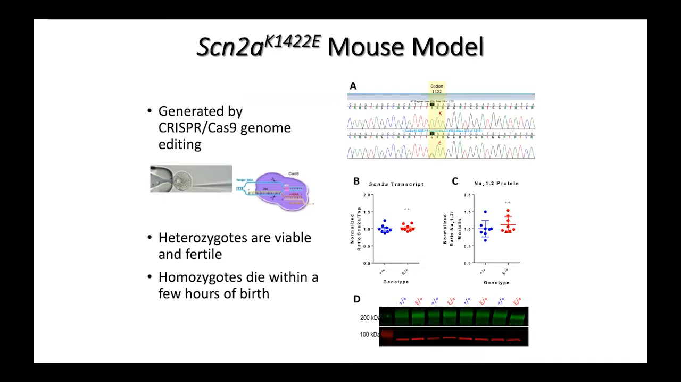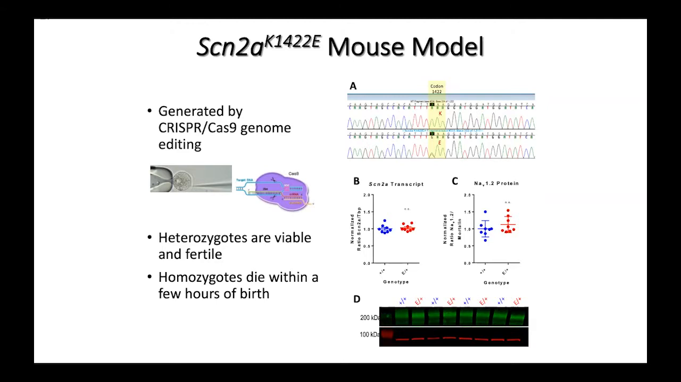So we use CRISPR-Cas9, which really makes it a lot easier to make knock-in mutations. So we just changed a single nucleotide in the mouse SCN2A gene, which is 98% identical to the human gene. And we got viable and fertile heterozygous animals. That's important because then that means we can breed them and propagate them and study them. The homozygotes die within a few hours of birth. That's exactly what you see with an SCN2A knockout mouse.